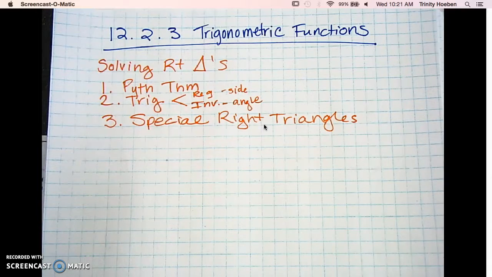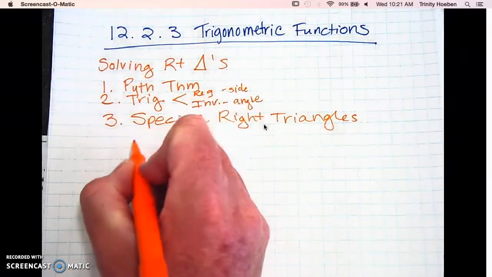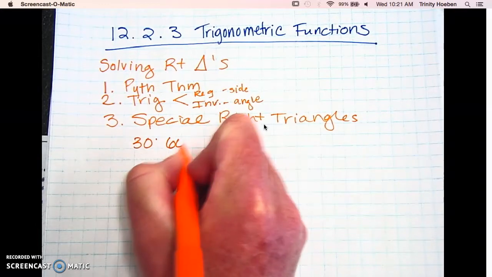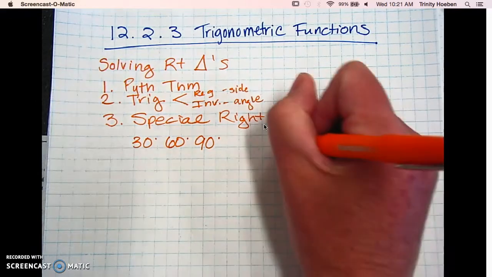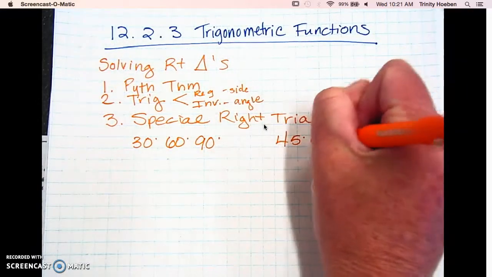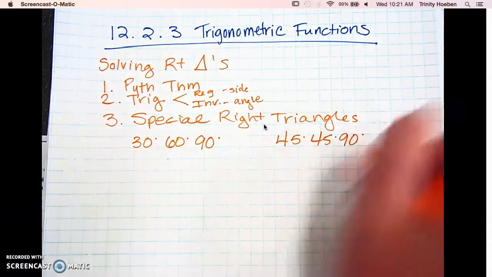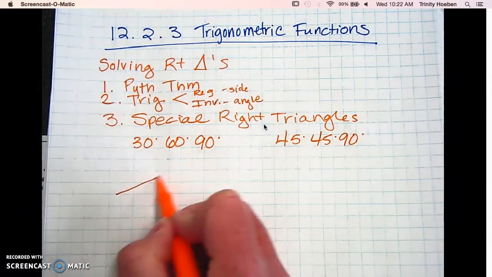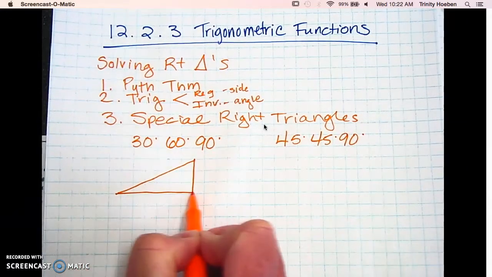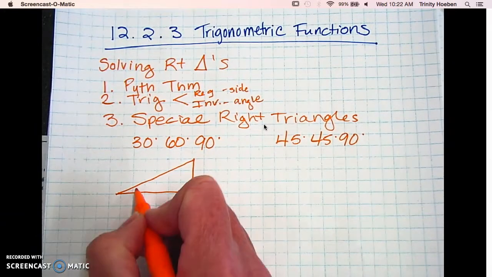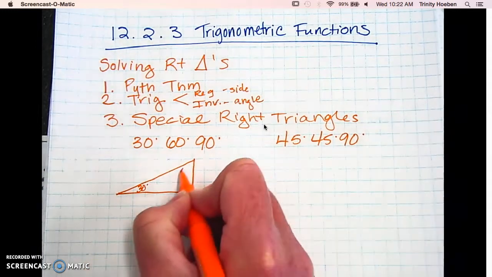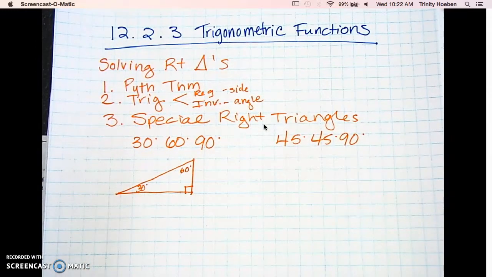Does anybody remember either one or both of the special right triangles? 30, 60, 90. Okay, one of them is a 30, 60, 90. There's one more. Anybody know the other one? 45, 45, 90. Right, the 45, 45, 90. Okay, so we're going to draw each of these. So 30, 60, 90 looks a little something like this. Already put a little box for the 90. The smaller angle, obviously the 30. The larger one, the 60.